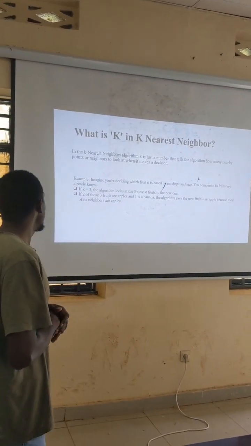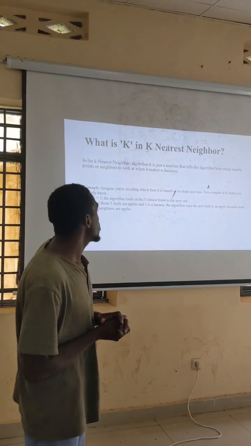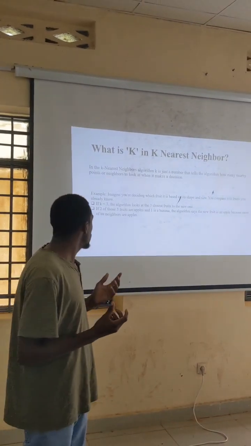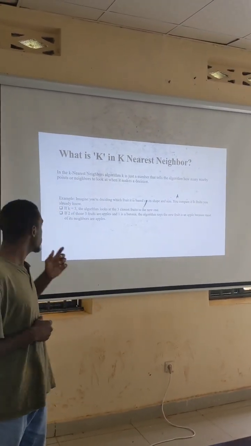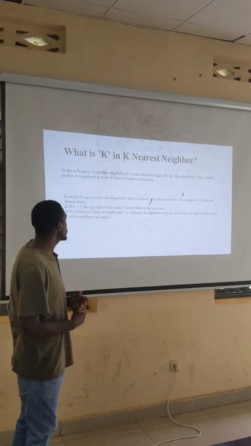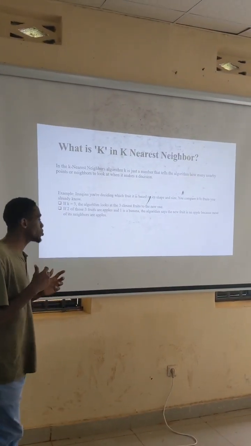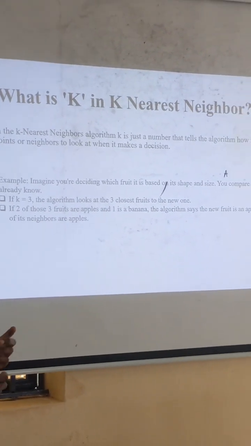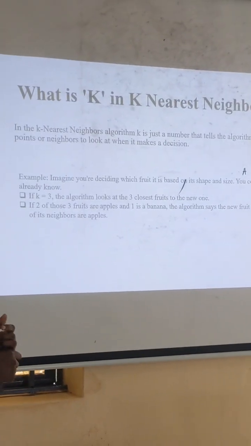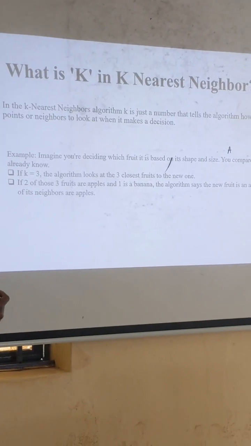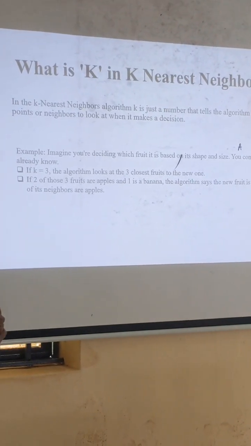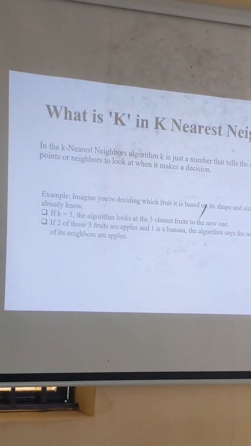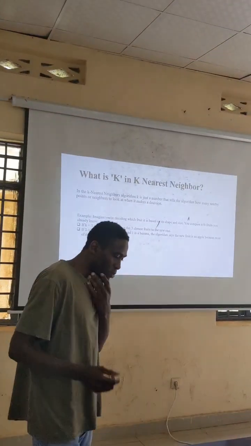Example: imagine you are deciding which fruit it is based on its shape and size. You compare it to fruits you already know. If K equals 3, the algorithm will look at the 3 closest fruits to the new one. If 2 of those fruits are apples and 1 is a banana, the algorithm says the new fruit is an apple because most of its neighbors are apples. As we have seen, K-nearest neighbor uses proximity.